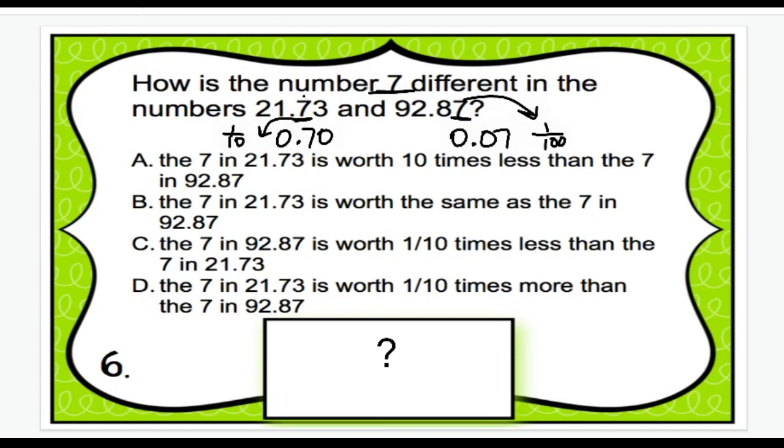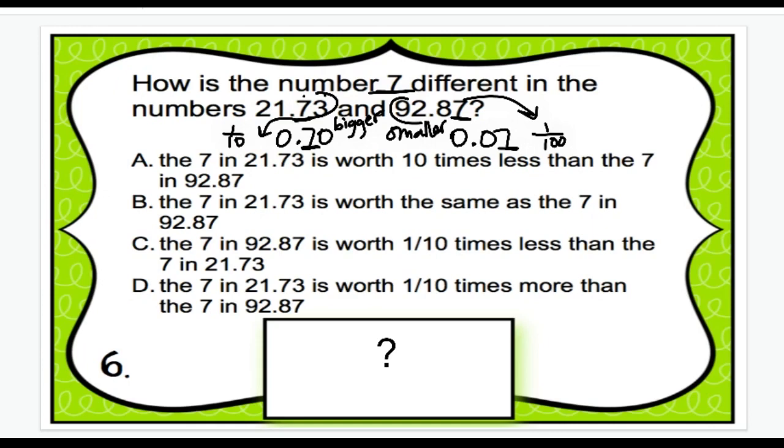Let's see which of these options show us how they're different. Looking at this one, I see that this place value is just 10 times smaller than this place value over here. So 100th is 10 times smaller than 1/10. So the 7 over here is smaller, and then the 7 over here is bigger. Right, so we're basically looking for which sentences tell us that the 92.87 is a smaller 7 than the 21.73.